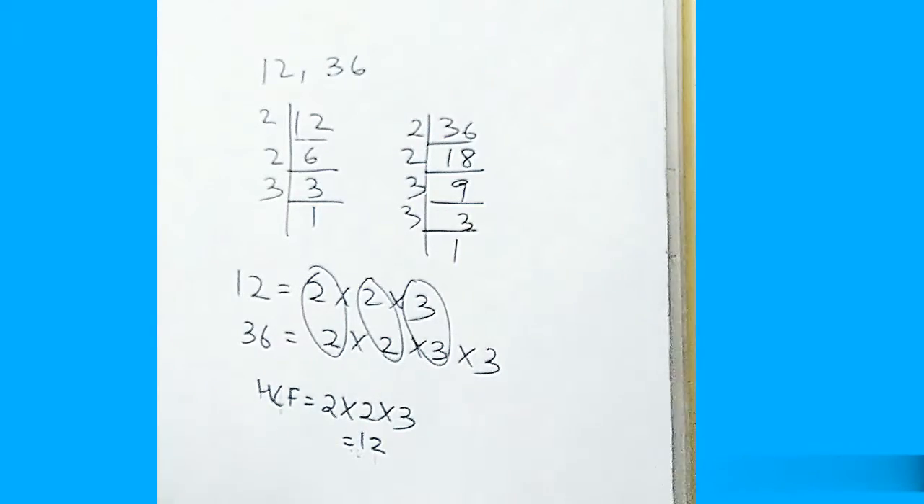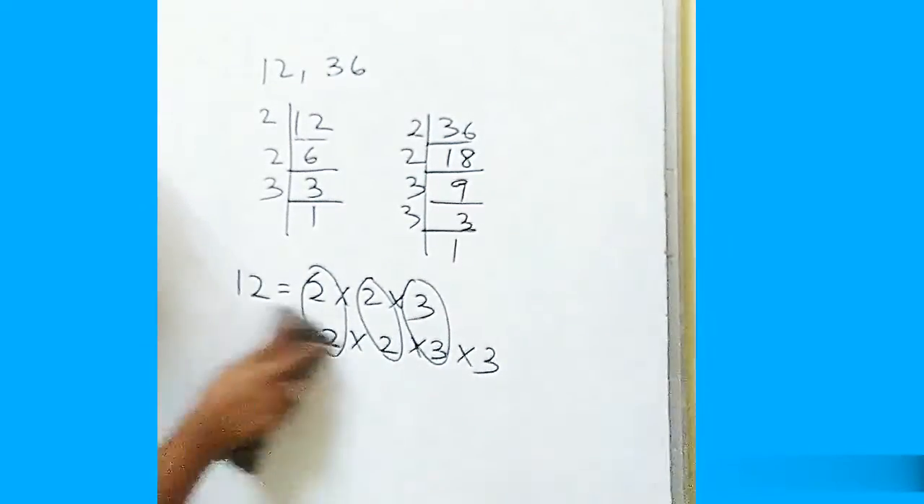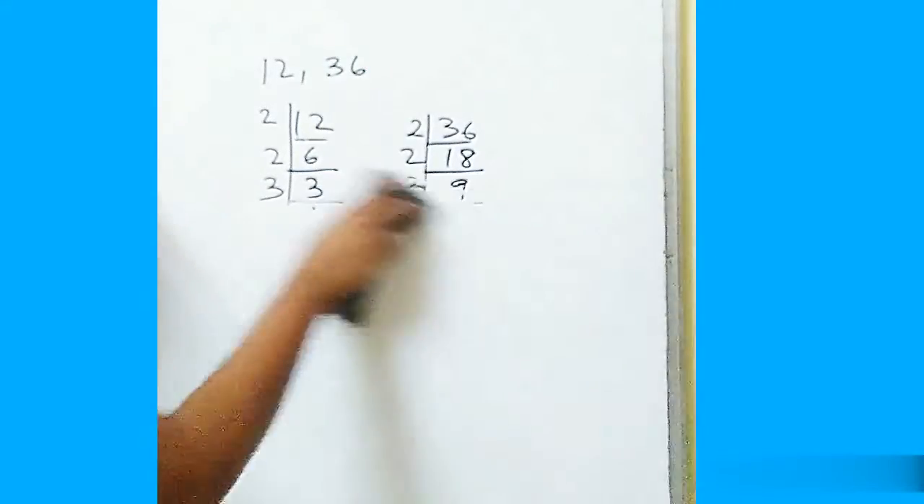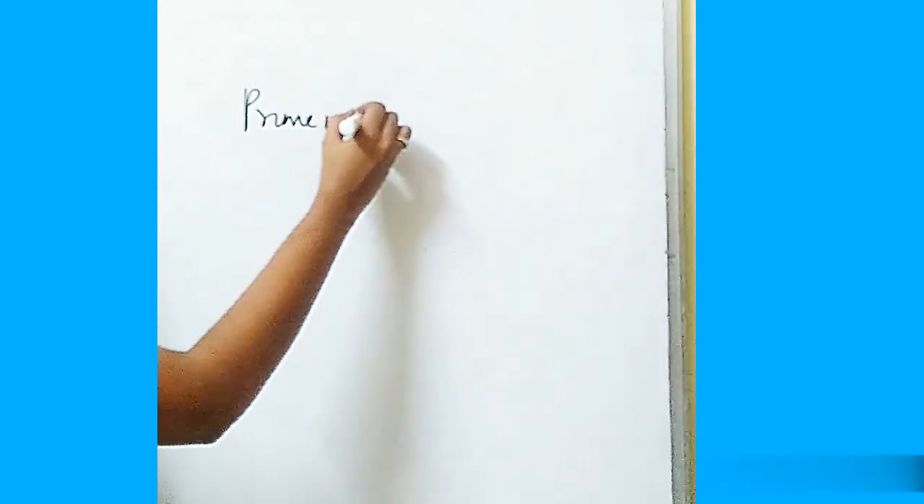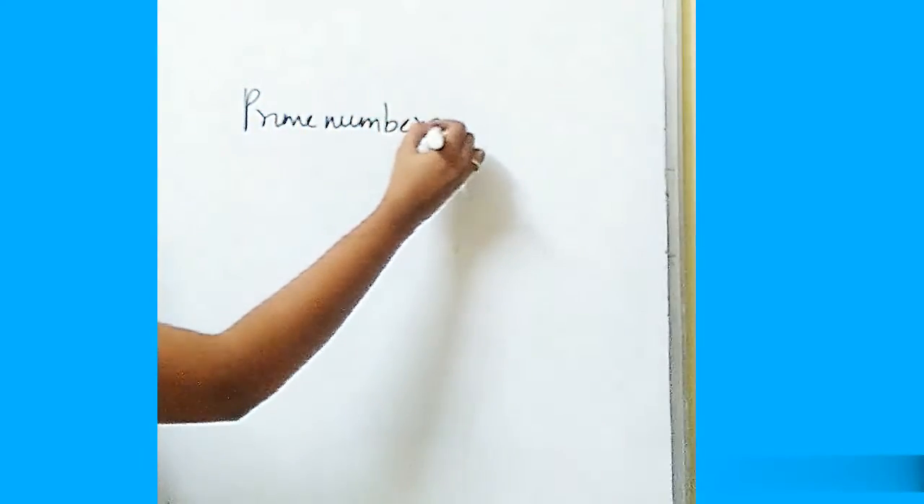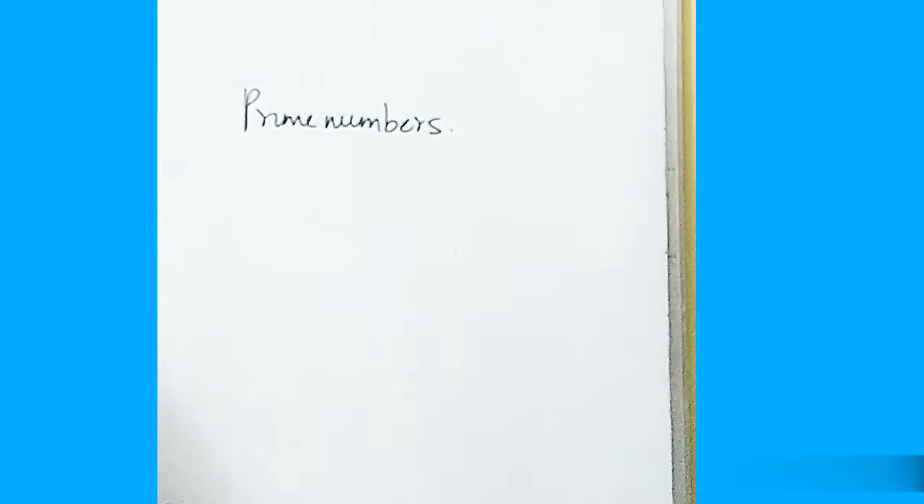Okay. Now we'll see the next one, that is prime numbers. What are they? They are prime numbers, student. Now we were talking about the factors. So what are prime numbers? The prime numbers are the numbers which come in their own table and will not come in any other table.